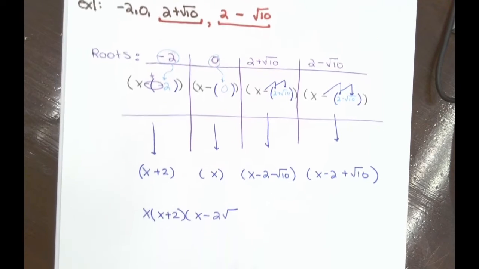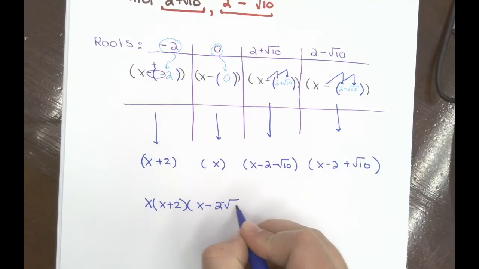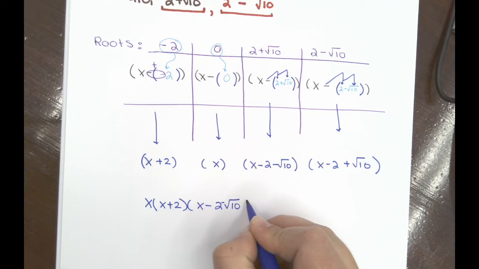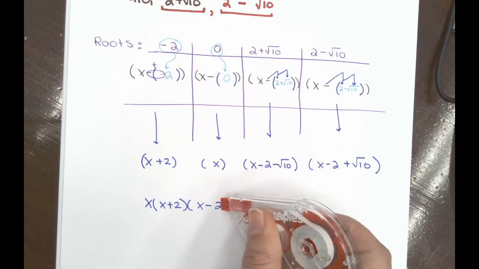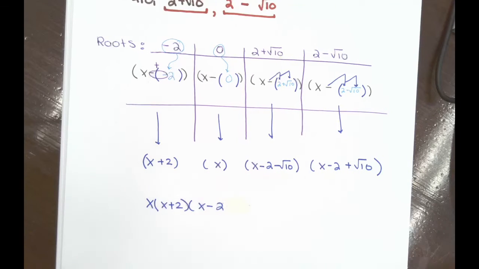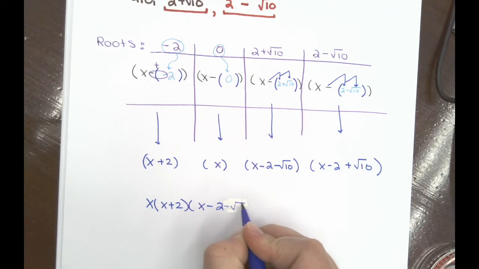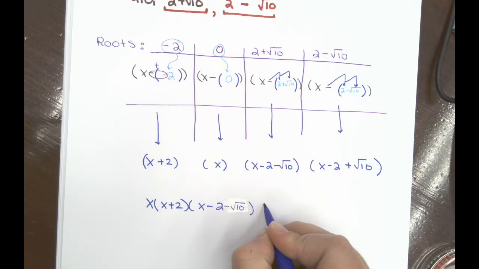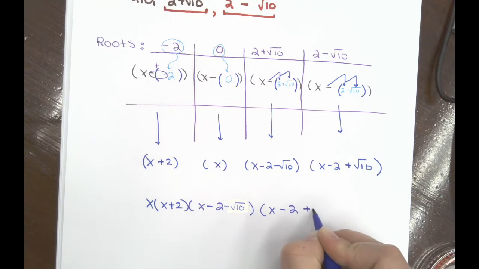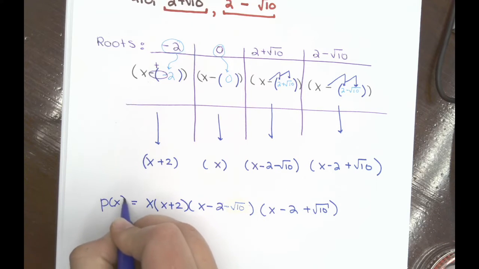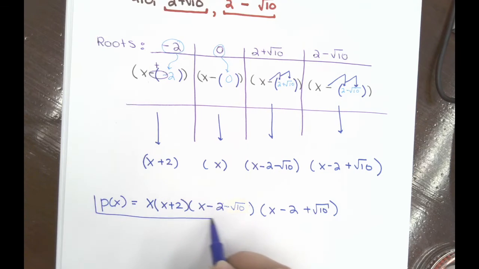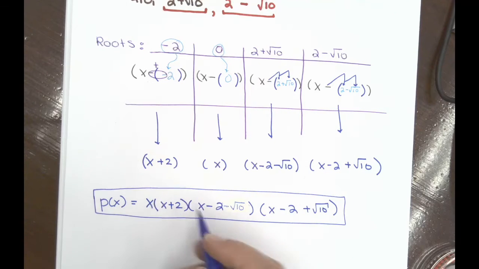Oh, you guys can't see it. I apologize for that. 2 minus root 10. Let's write that a little bit better because it looks too close to each other. And we have x minus 2 plus root 10. These right here are your polynomial function in factored form. You don't have to multiply anything out. So this is in factored form.